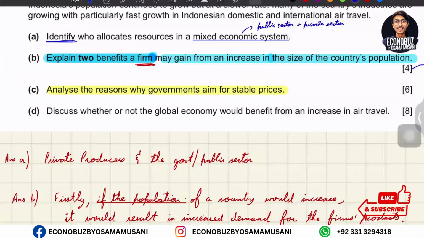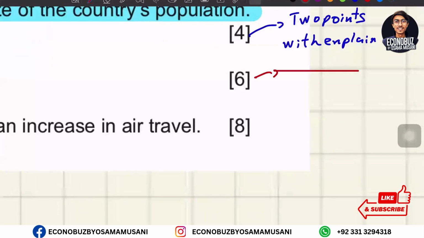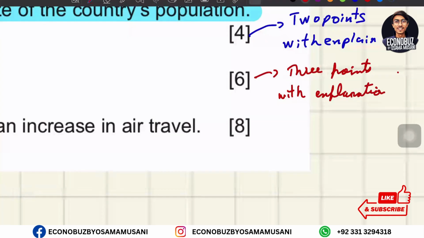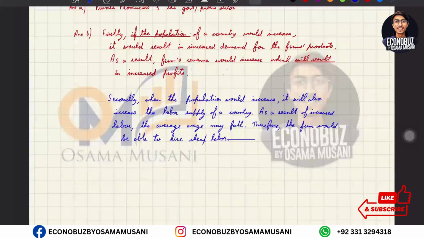And this is a 6-marker question. That means you would have to write 3 points with explanation. Answer C.